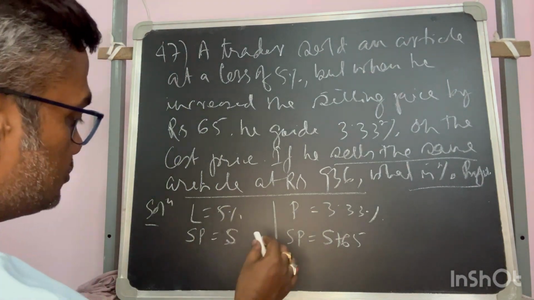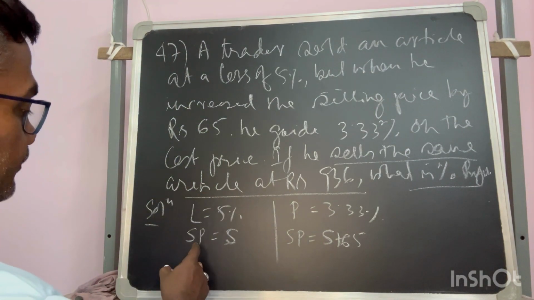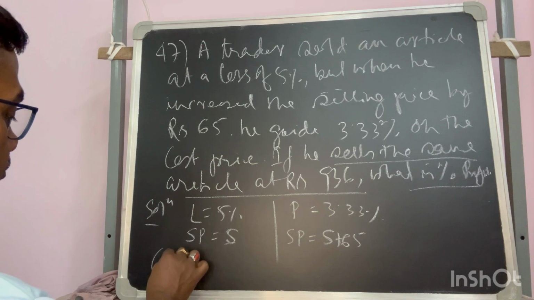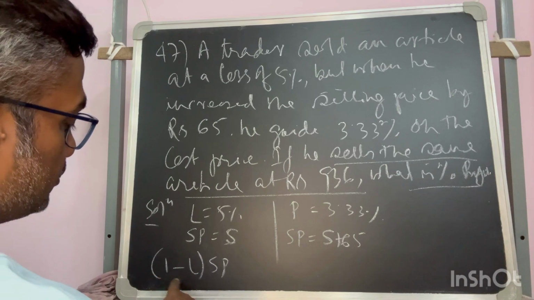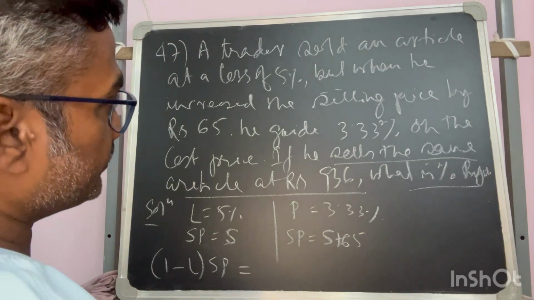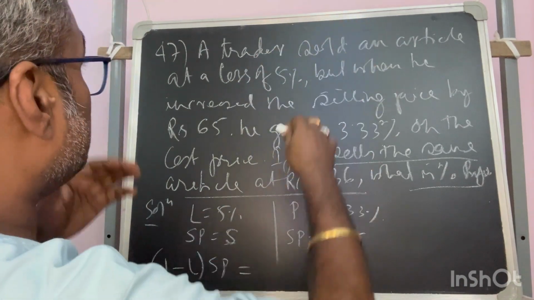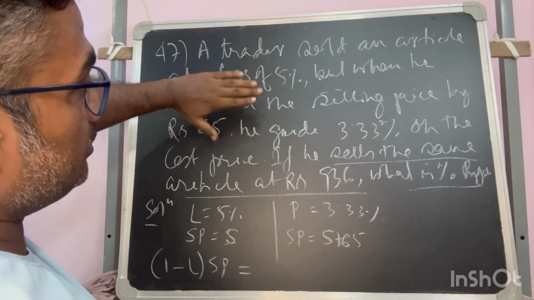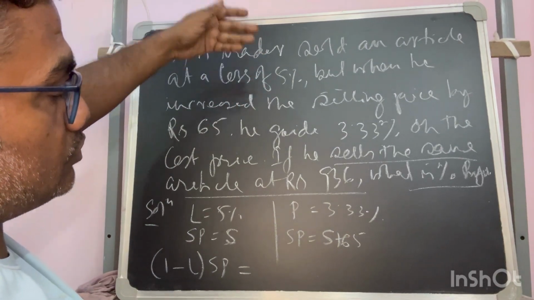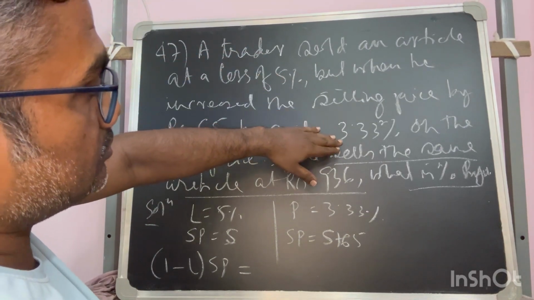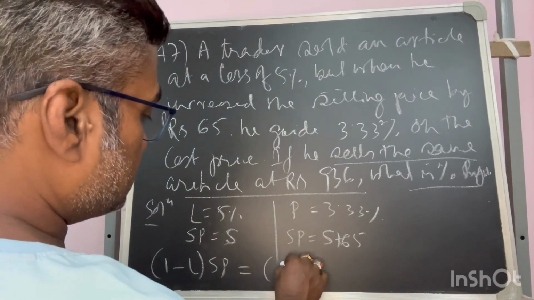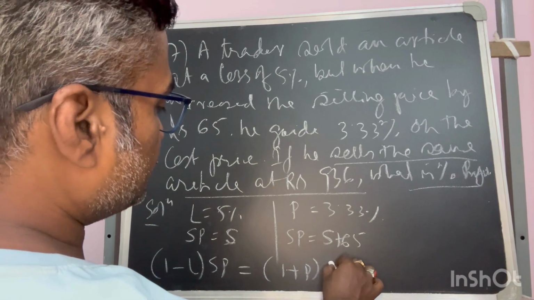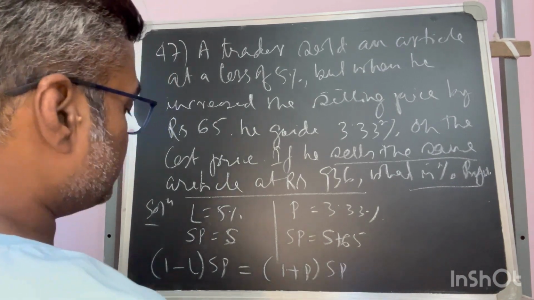So your target has to be to find the cost price. How? The cost price is the selling price divided by 1 minus the loss, because the cost price is the same. We can pretend there is no difference, because it is the same thing being assumed to be sold at an increased price to get this much profit when he has made a loss. So in this case you can assume the cost price for both cases will be the same.